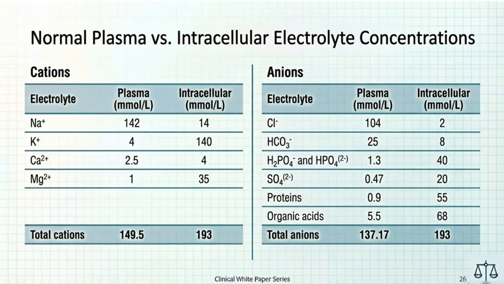Now, this slide highlights the difference in the electrolyte concentrations. Sodium is high in the plasma and low inside the cells, whereas potassium shows the opposite pattern. It is high intracellularly and low in plasma. Similarly, proteins and phosphates are mainly intracellular, while chloride and bicarbonate are extracellular. These gradients are essential for membrane potential and cellular activity.